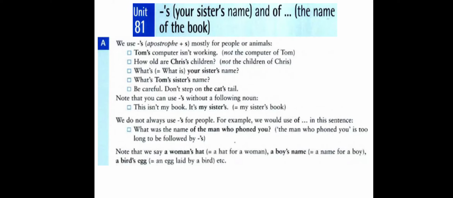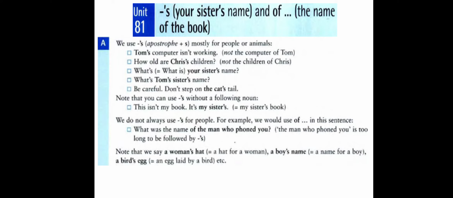Unit 81. Possession. Apostrophe plus S. Your sister's name, and the name of the book. We use apostrophe plus S mostly for people or animals. When the noun is singular, then we add apostrophe plus S.